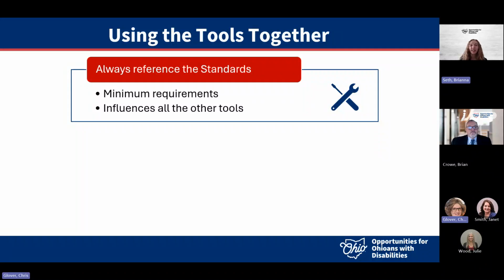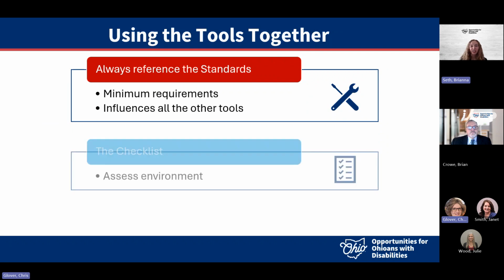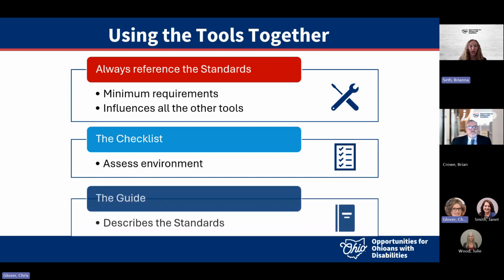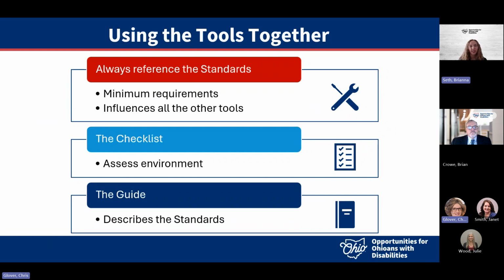The checklist and the guide have unique aspects that complement the guidance provided in the standards. The checklist provides a way to assess the environment to identify barriers, and the guide helps with describing the standards using pictures and descriptions. So let's think of these two tools as players on the team that bring unique aspects to the court. That's a helpful analogy, Brianna.